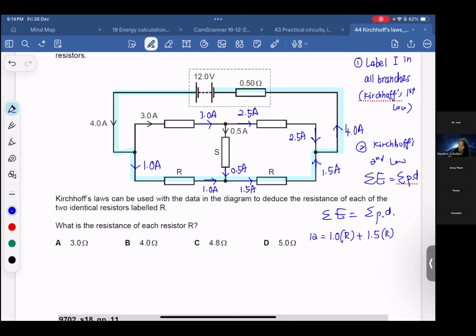Oh, one more. This one, internal resistance. Plus internal resistance, which is 4 times 0.5. So at the end, I should get 4.0 ohm.